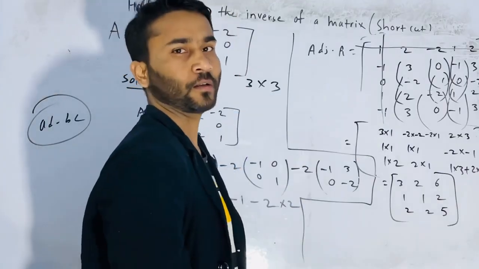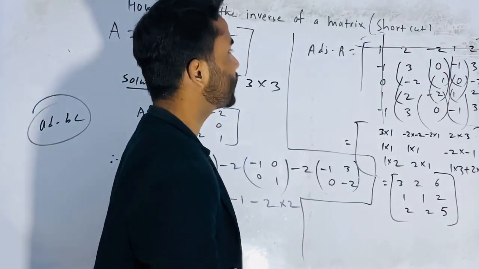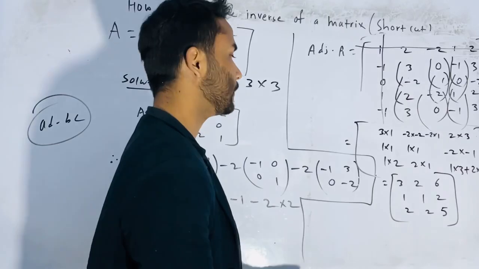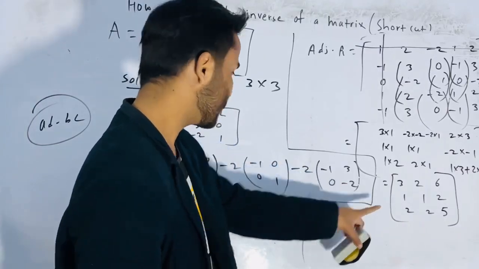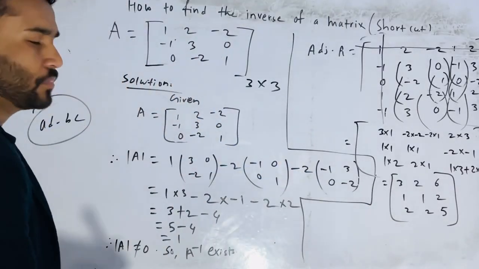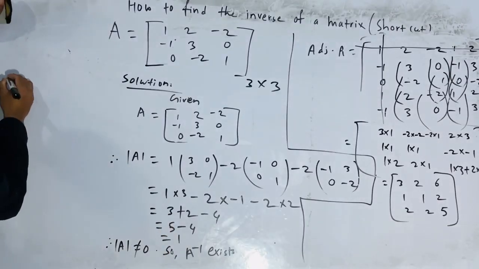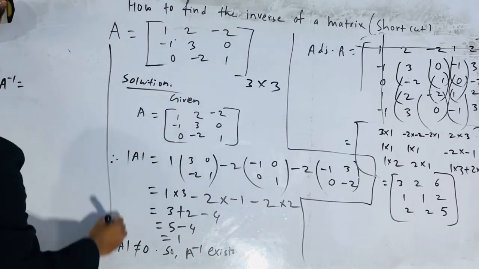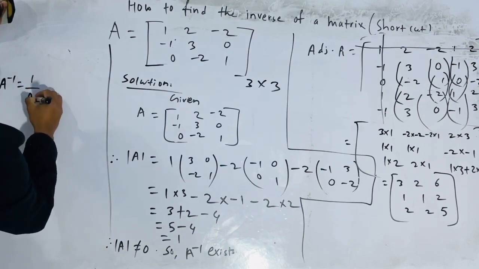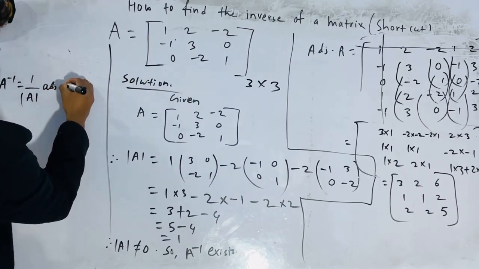So this is our adjoint matrix A. Adjoint, not adjacent, okay. So once you have calculated this adjoint, you can simply use that formula. Let's look here. You can calculate A inverse equals 1 by determinant A times adjoint matrix A.